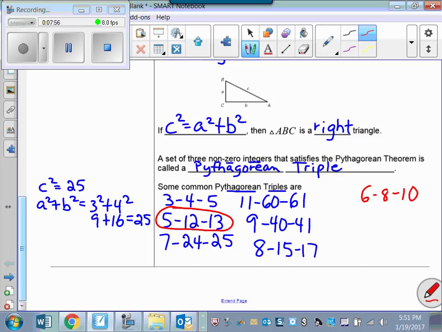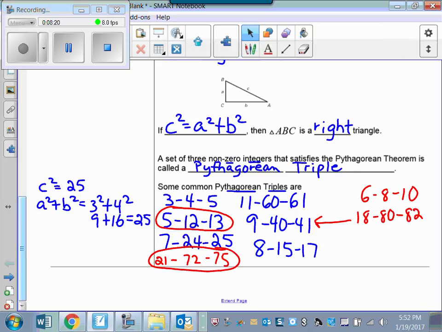I know that 18, 80, 82 would be a triple, right? I just multiplied this one right here by 2. All right, if I multiplied everything here by 3, I'd have 21, let's see, 3, that's 2, 72, 75. That would be a triple. So hopefully you get the point I'm making here, that as long as you multiply each side length by the same positive integer, you're going to have another triple.